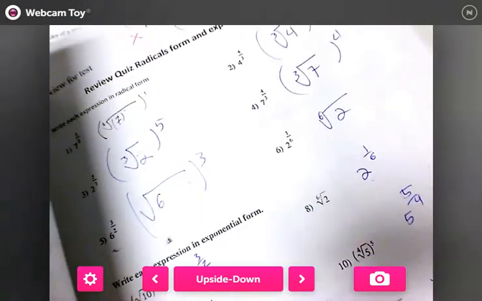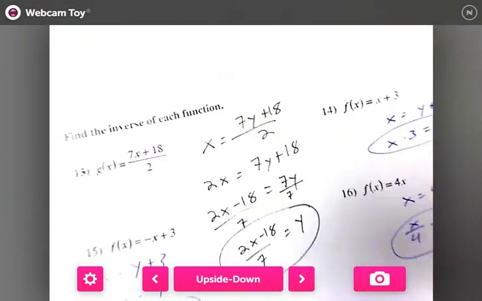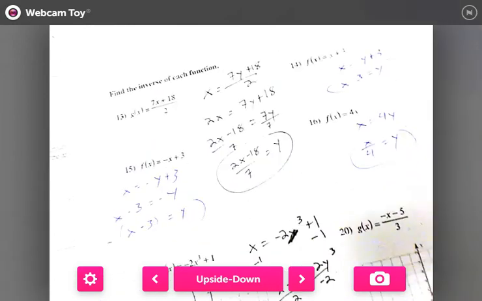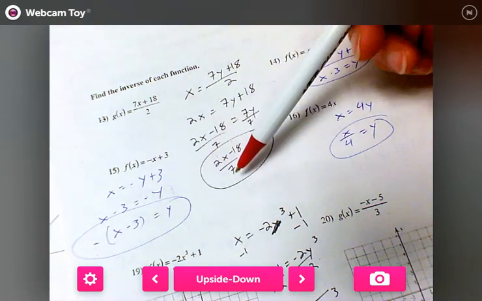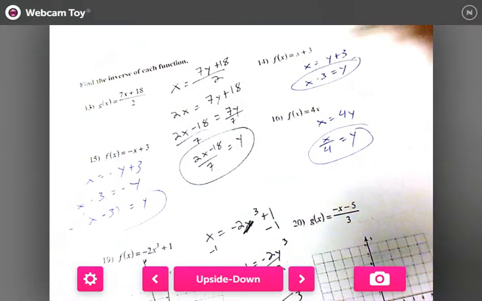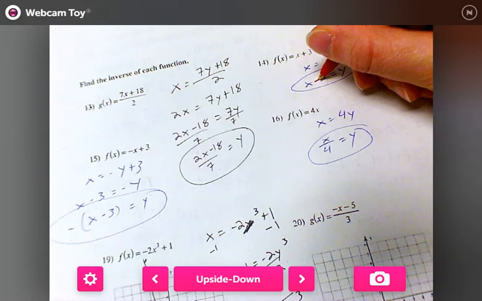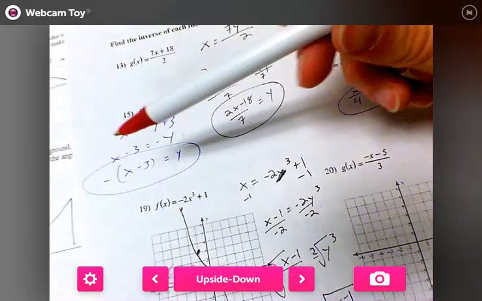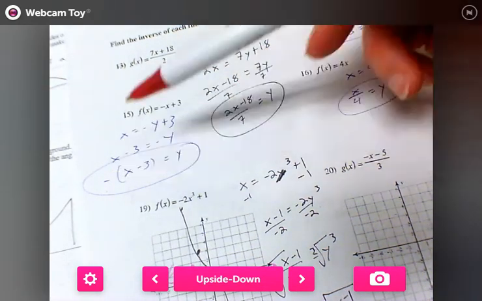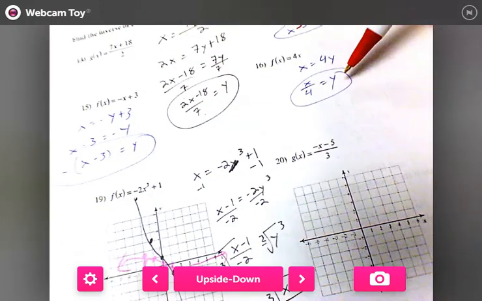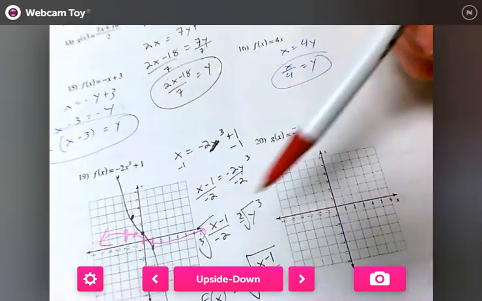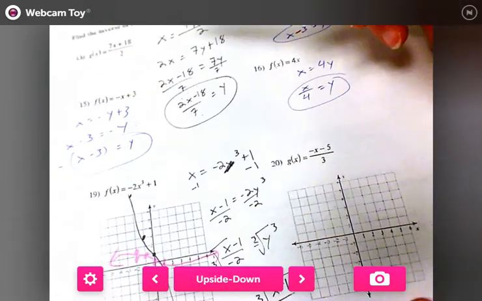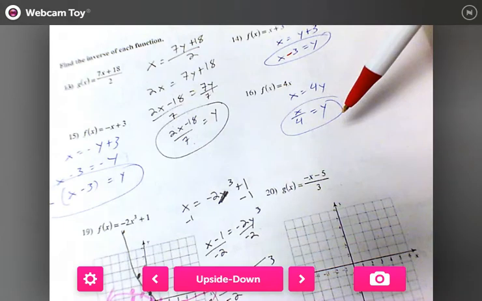Can we do one that is not? Yeah, let's see what we got on the back, because I think we have more inverses. On the back, number 13 is 2x minus 18 over 7. 14 is x minus 3. 15 is negative x minus 3 or negative x plus 3, whichever way you want to say it. 16 is x over 4 equals y. We did 19. I thought we would do 20 together. But is there anything 13 through 16 that you want me to do? Yeah, any of them.